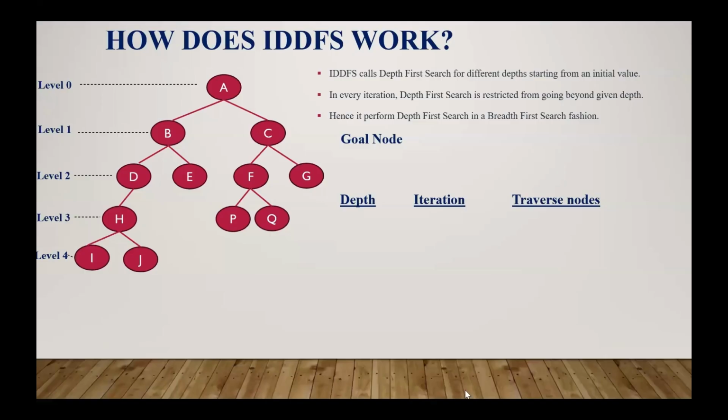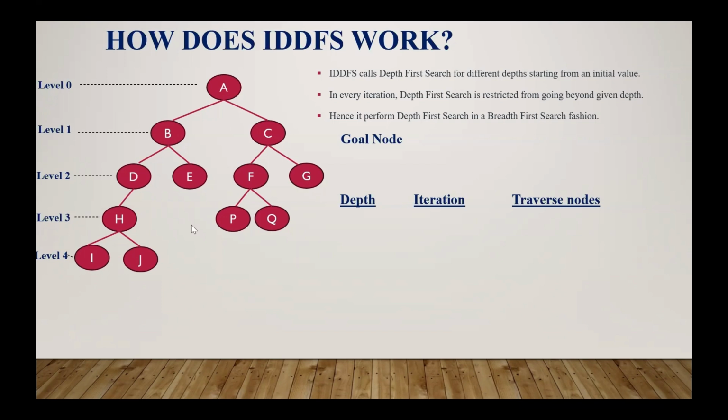Let us understand how the algorithm performs its operation. It calls the depth first search for different depths starting from the initial value. At each iteration, the depth first search is restricted from going beyond the given depth; after that we cannot go further. Hence, it performs the depth first search in a breadth first search fashion.